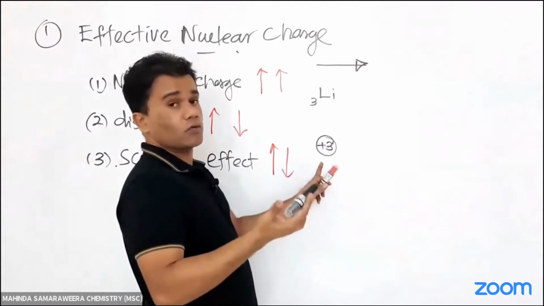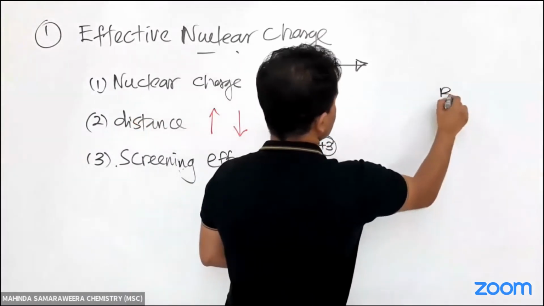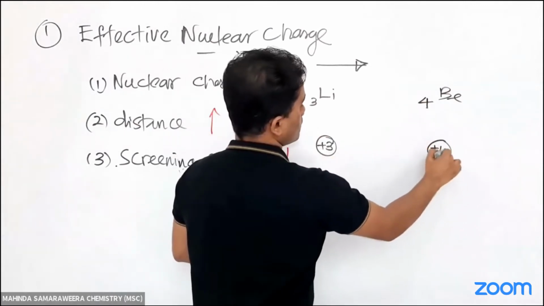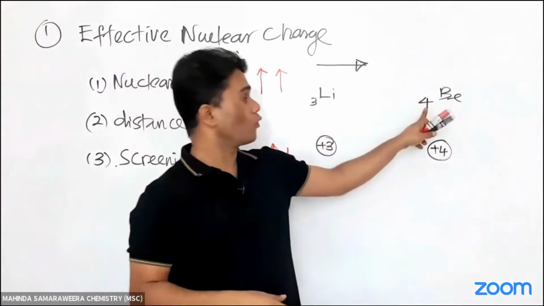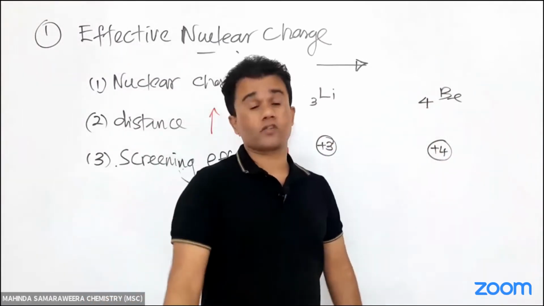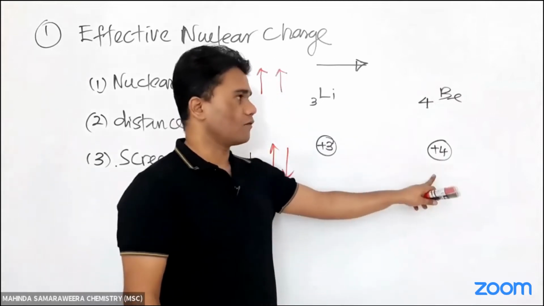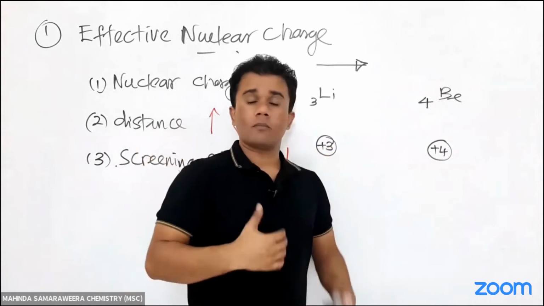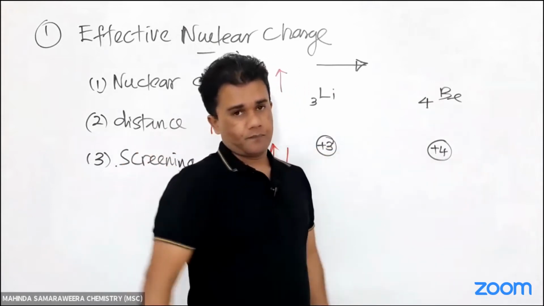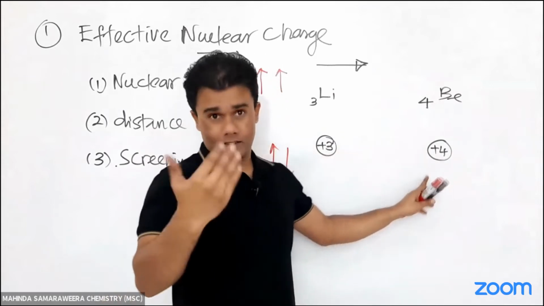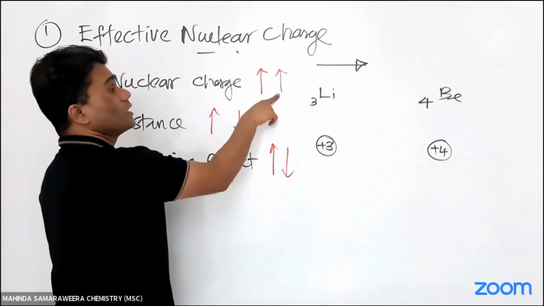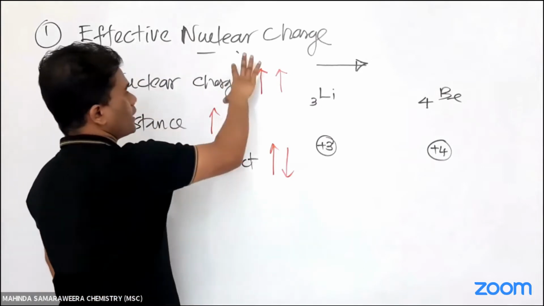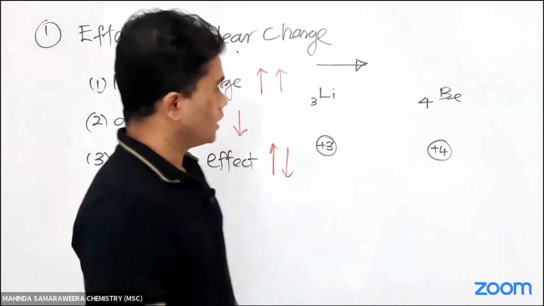Next member, beryllium. Beryllium atomic number 4. Since atomic number 4, what is the nuclear charge? Plus 4. Because there are 4 protons, the unit charge of the nucleus should be plus 4. Plus 3, plus 4. What happened to nuclear charge? Increases. Across the period, the number of protons is increasing. Because of that, nuclear charge increases. Since nuclear charge increases, effective nuclear charge should increase, according to the first point.